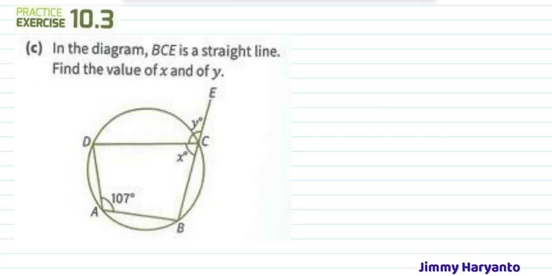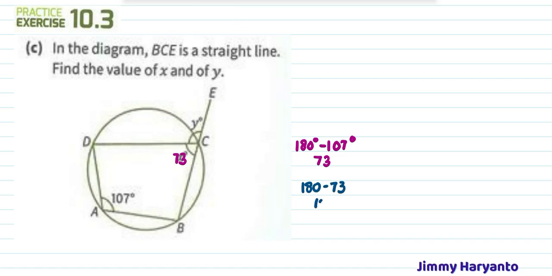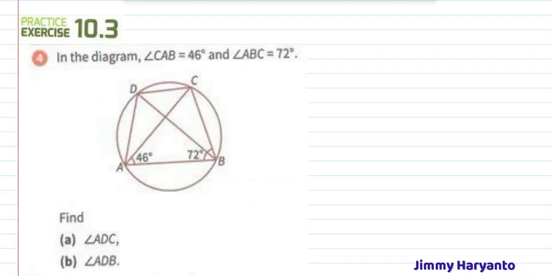Next is question C. First, I want you to take a look at this one, the 107. The opposite angle will be the x. So to find the x, you only have to subtract the 107 from 180. So the answer is 73. So I already have x equals 73. For the y, use the straight line. 180 minus 73 equals 107. This is the y. And next is question 4.